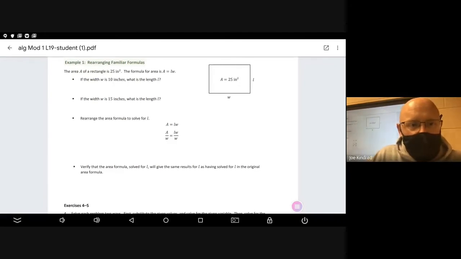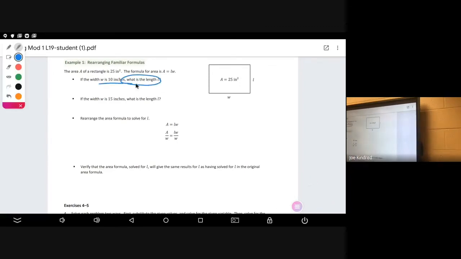The area A is equal to 25 inches squared. The formula for area is A is equal to LW. If the width is 10, what's the length? Well, we know that 25 is the area. We are trying to find L, and W is given to be 10. What's L? We'll divide by 10. And the length is 2.5.